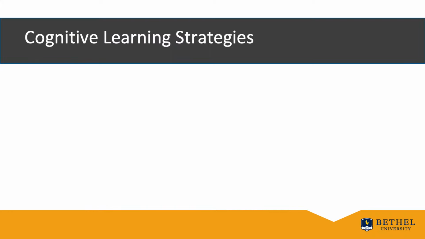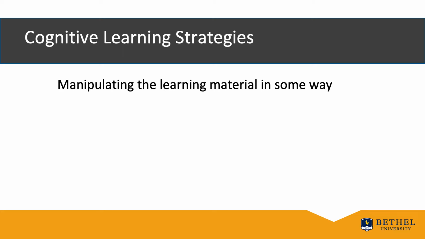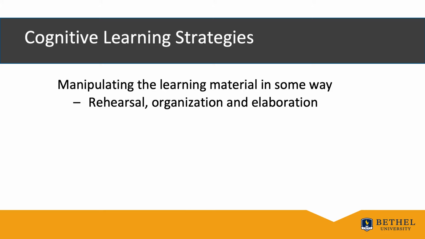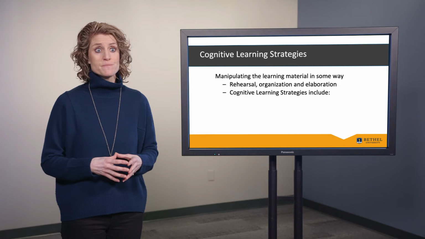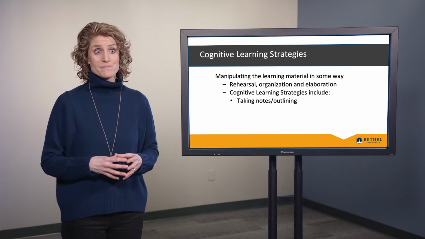A second category of learning strategies is cognitive learning strategies. Cognitive strategies involve manipulating the learning material in some way, and this includes rehearsal, organization, and elaboration. Often when people think of learning strategies, they think of cognitive learning strategies, as these are the most tangible and visible strategies that students use to help themselves learn. Some specific cognitive strategies include taking notes or outlining.